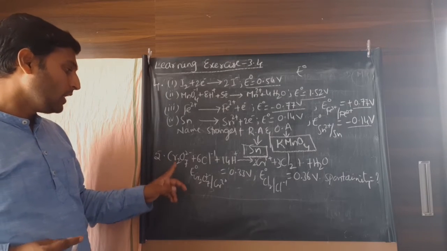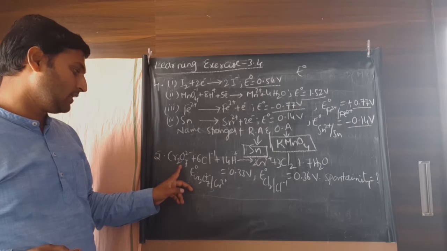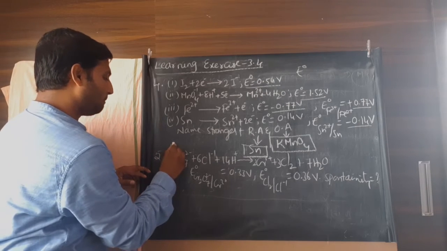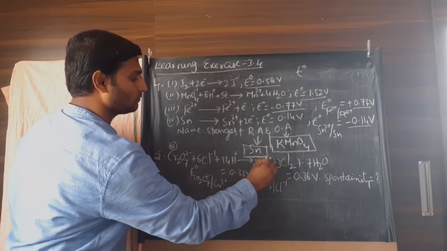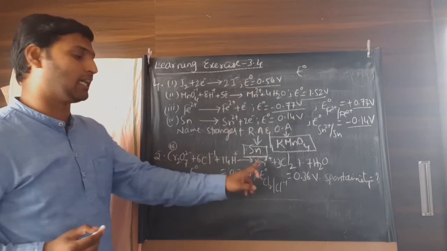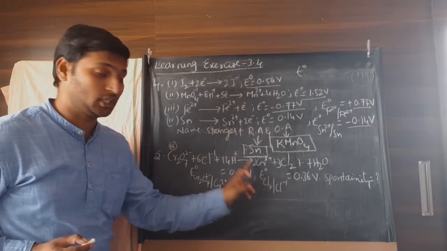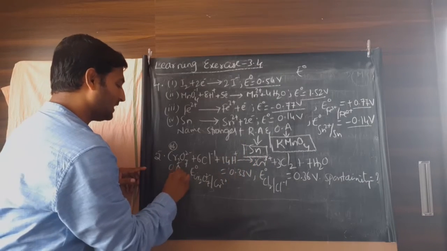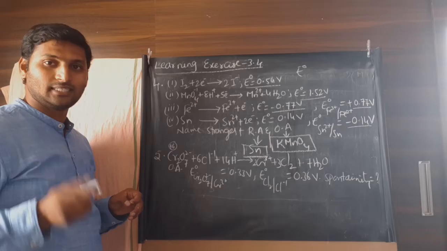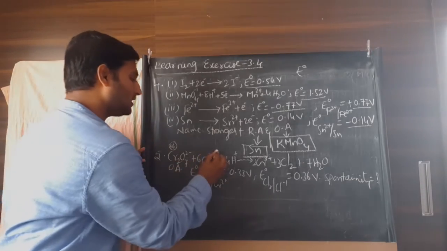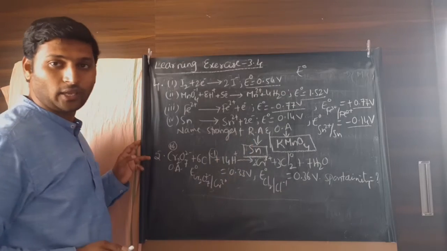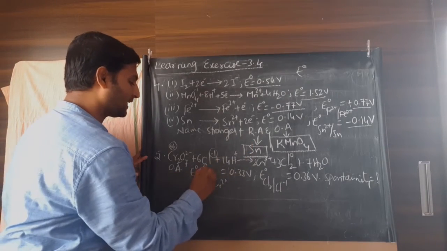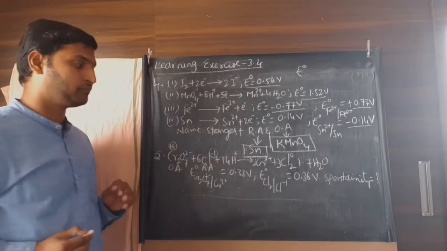See, dichromate is changing from +6 to +3, which means dichromate is undergoing reduction, acting as oxidizing agent. Similarly, chloride is changing from -1 to 0. That means chloride is undergoing oxidation. That means it is acting as reducing agent.